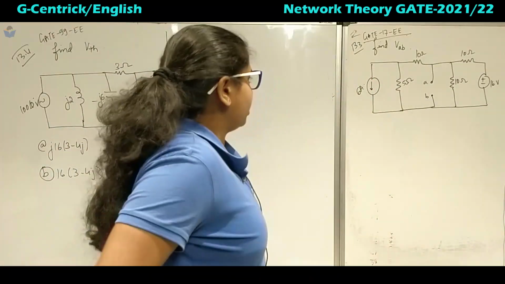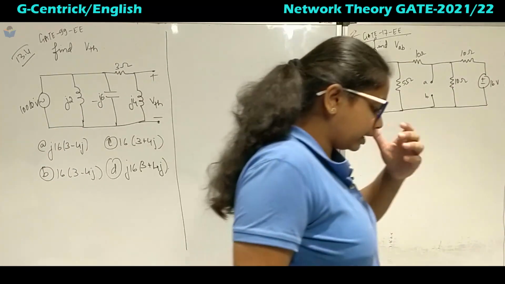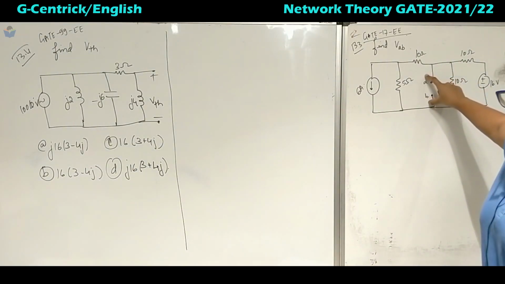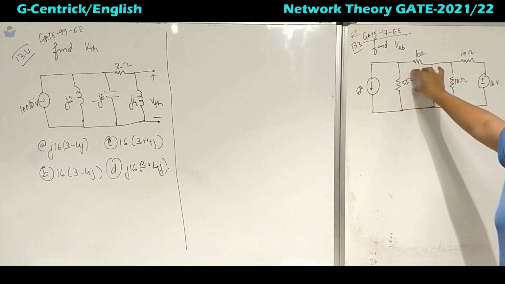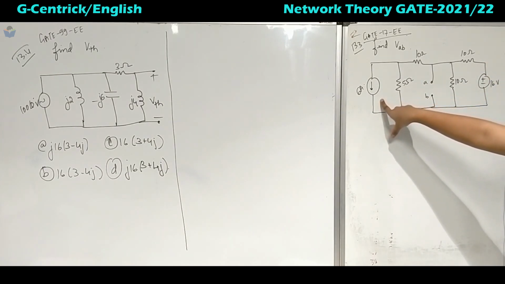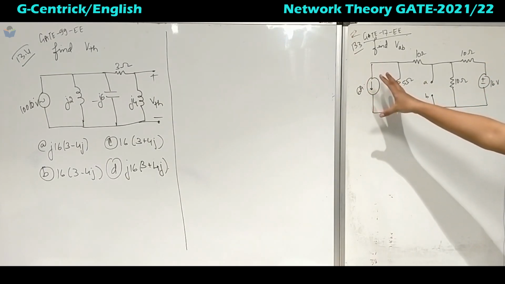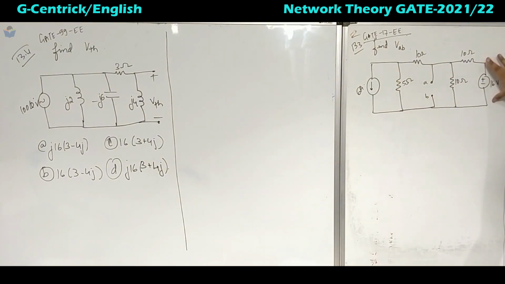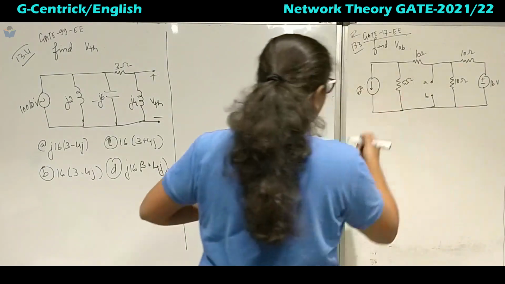Coming to this 133rd question, we have to find VAB. This VAB is the open circuit voltage. Basically it is nothing but Thevenin, or we can use Norton, both of them. First, if you convert this current source into a voltage source using the source transformation technique, then these two will be in series. Next, if you convert this voltage source into a current source, this resistor will come in parallel, so it will be easy to simplify.